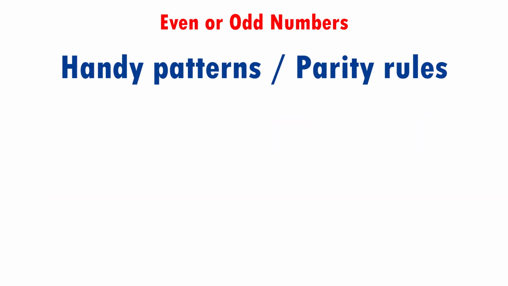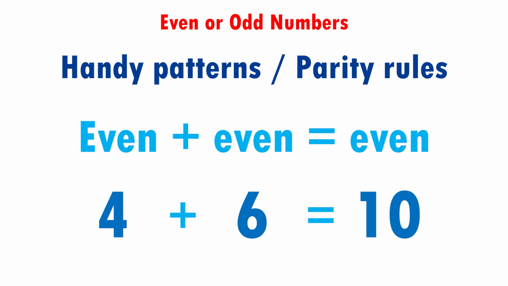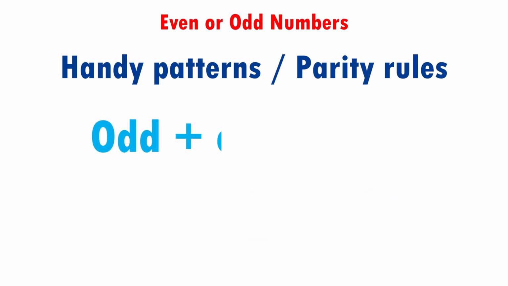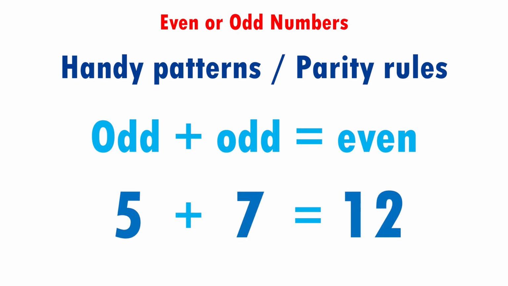Let's look at some handy patterns, also called parity rules, and why they work. Even plus even equals even. When you add two even numbers, you're joining perfect pairs to make more pairs, so there are no leftovers. For example, 4 plus 6 equals 10, even. Odd plus odd equals even. Each odd number has a 1 left over. When you add two odds, those two single leftovers join to make a new pair, so the total is even. For example, 5 plus 7 equals 12, even.